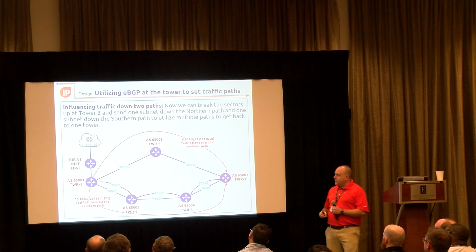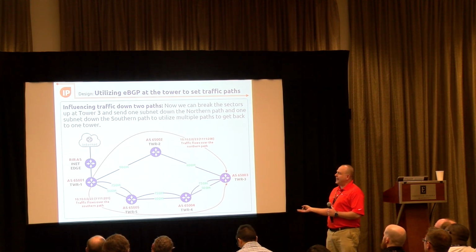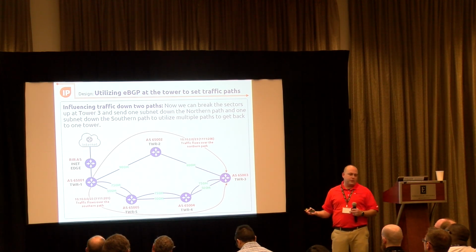Now we're going to go down 2 paths. And you can go as many as you want with this. If you happen to have 8 redundant paths back to your core, back to a POP, you could slice traffic 8 ways if you wanted to.